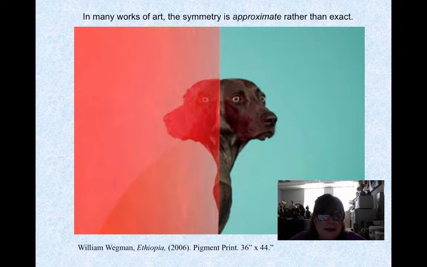And here we have a work by William Wegman. We'll see his work from time to time throughout the semester. He likes to work with his Weimaraner dogs, and he puts them in all of his works of art. So this is called Ethiopia. And here you can see there's definitely an approximate feeling of symmetry. You could also say he's got asymmetrical balance because it's balanced, although each part of the composition is a little bit different.